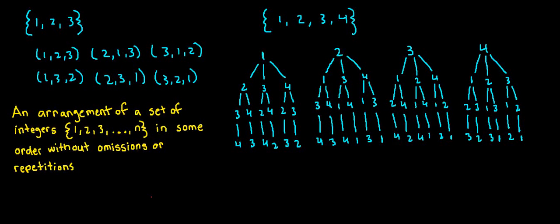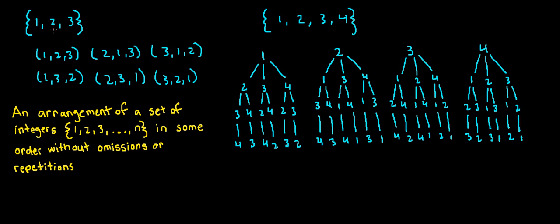A permutation is an arrangement of a set of integers 1, 2, 3 all the way to n in some order without omissions or repetitions. In the set 1, 2, 3, a permutation is going to be this set of numbers rearranged in some other order as long as none of the numbers are repeated. So 1 is not repeated, 2 is not repeated, 3 is not repeated, and none of these are omitted.